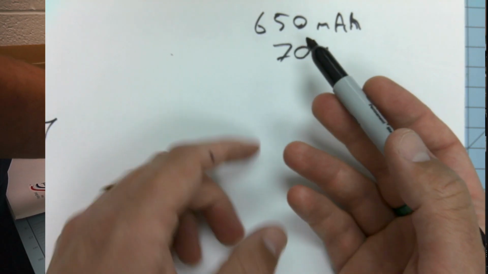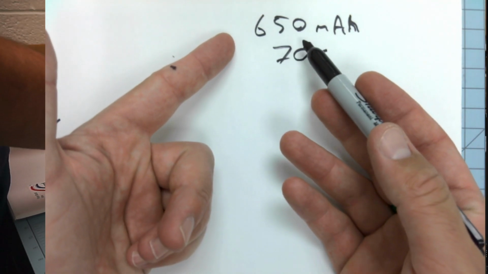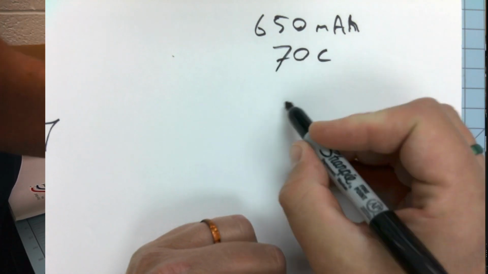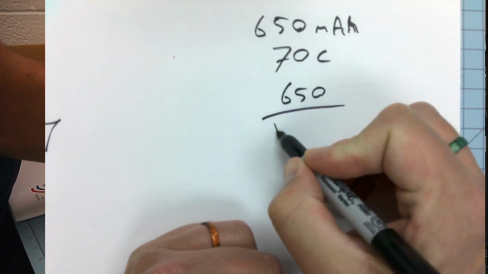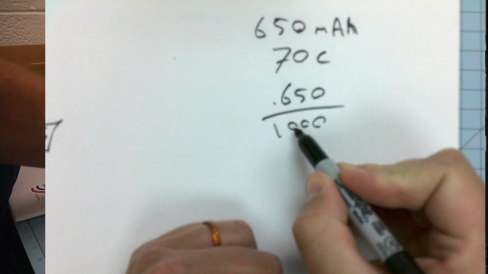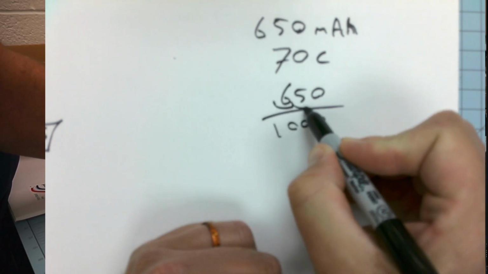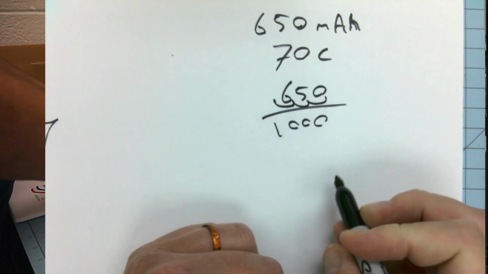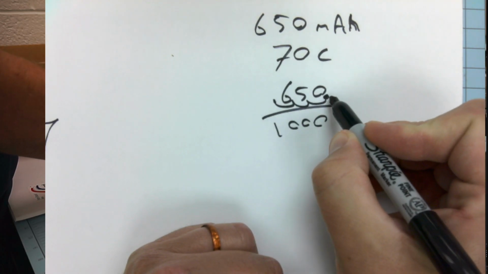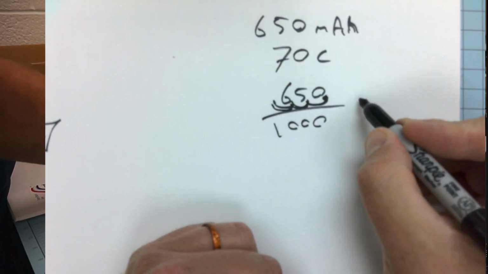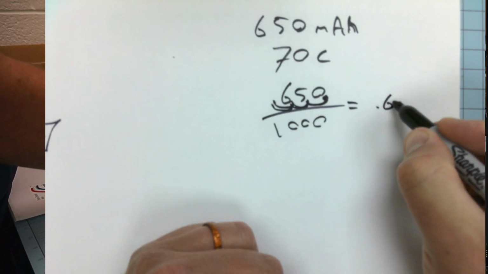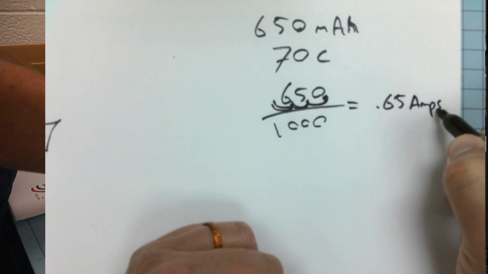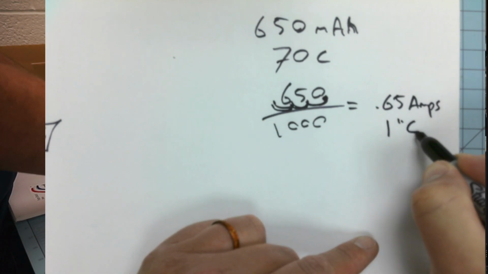So now I have a number that's less than 1,000, right? It's a small battery. So 650 divided by 1,000, take our decimal place here and go 1, 2, 3. Divide that by 1,000. Take the decimal place here and go 1, 2, 3. Equals 0.65 amps is 1C.